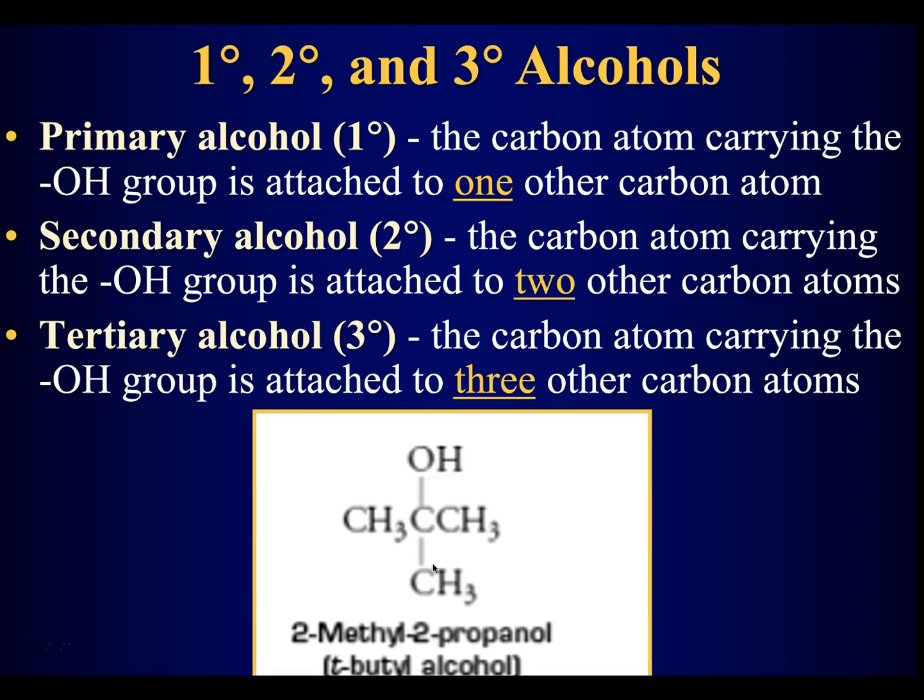And then our tertiary alcohol, the carbon atom carrying the OH group is attached to 3 other carbon atoms. So our tert-butyl alcohol. That's where the tert-butyl comes from, a carbon with 3 other carbons attached to it. So we think back to chapter 12 when we were looking at the tert-butyl groups. Well, the tert-butyl group, we said, was the carbon with 3 other carbons attached, which makes our tertiary or third degree alcohols.